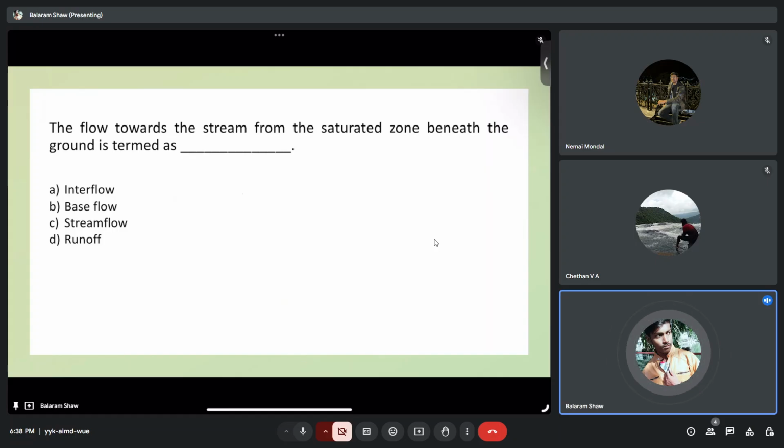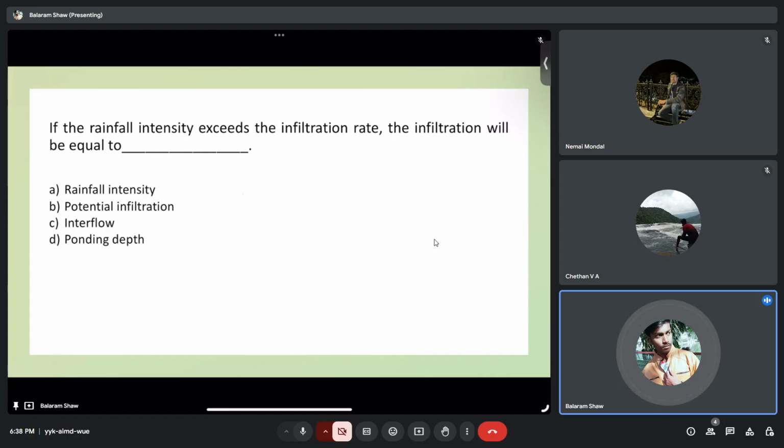So here what we are seeing is that the flow is happening towards the stream from the saturated zone beneath the ground, and hence that is called base flow. So the correct answer will be base flow. Okay. Next question is: if the rainfall intensity exceeds the infiltration rate.